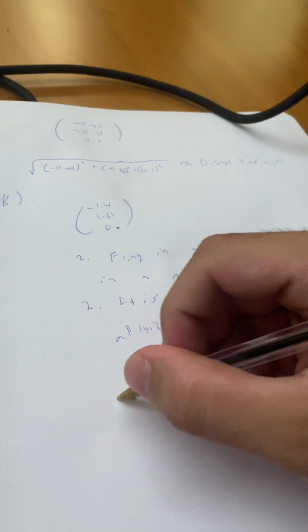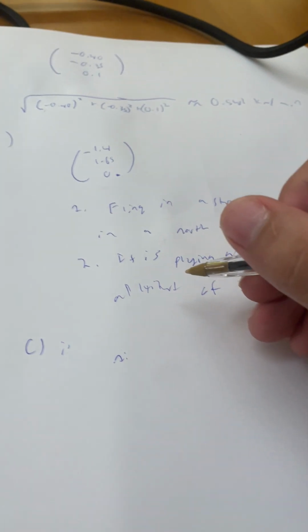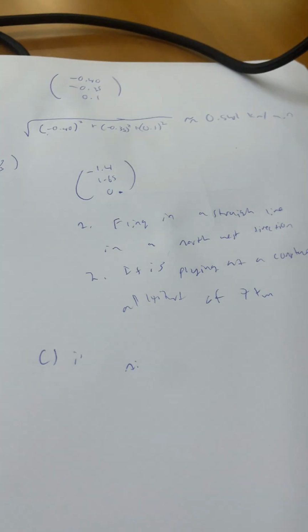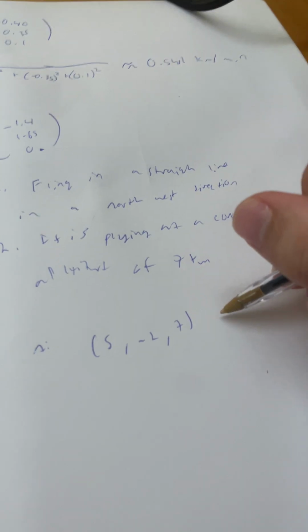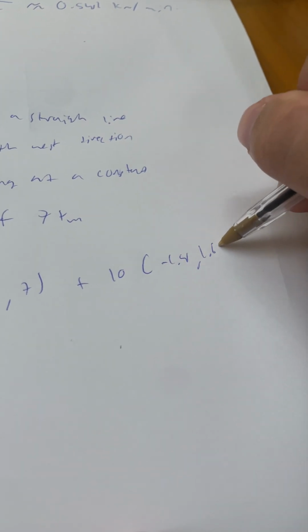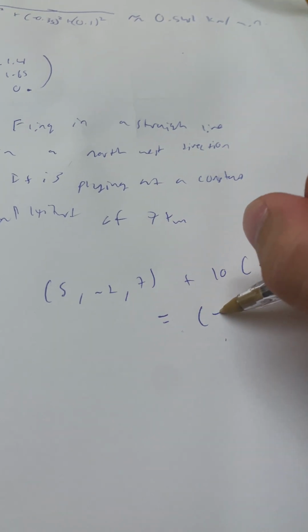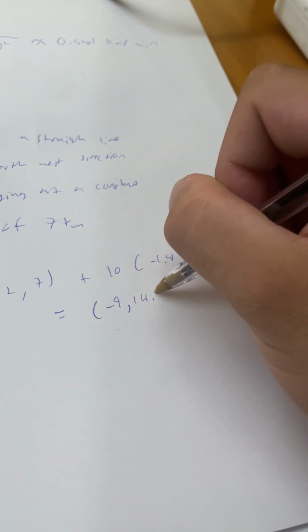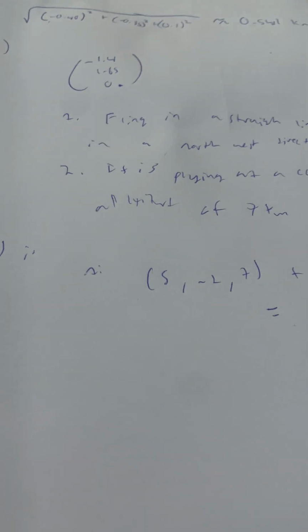So for the airliner, it is 5, negative 2, and 7 plus 10 times negative 1.4, 1.65, 0, and then this would equal negative 9, 14.5, and 7. So that's how I did it. I substituted 10 to get that.